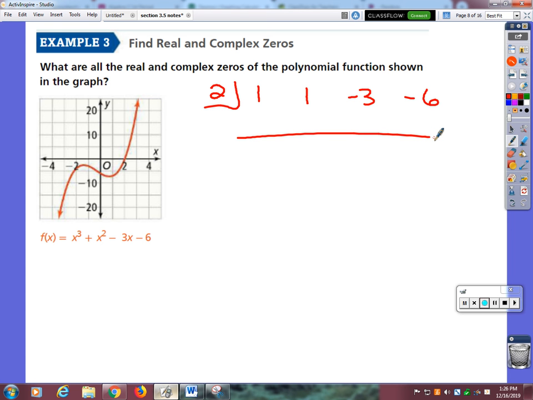All right. And then I'm going to go synthetic division here. So I'm going to bring the 1 down. 2 times 1 is 2. Add those together and I get 3. 2 times 3 is 6. Add those together and I get 3 again. 2 times 3 is 6. Add those together and I get 0. All right, so now I need to find 2 more zeros. The way that I'm going to do that is I'm going to use these numbers right here, the 1, 3, and the 3. I know, without even trying, that this is not going to factor. Why?